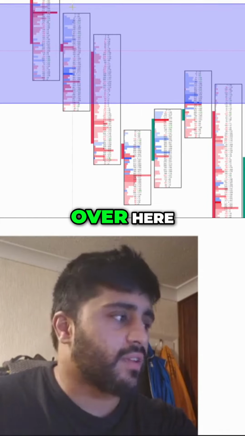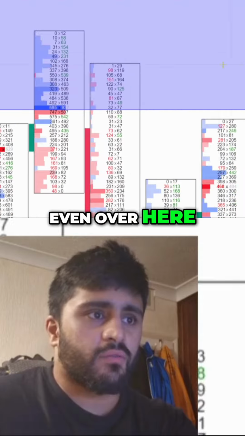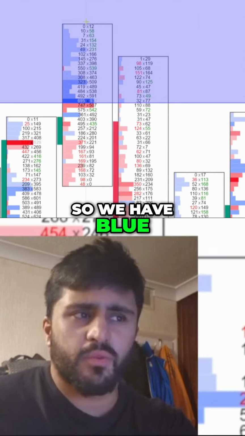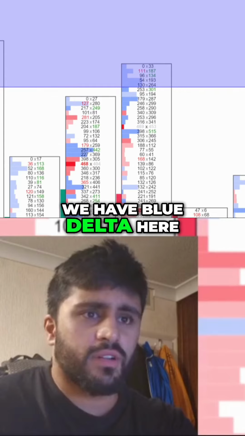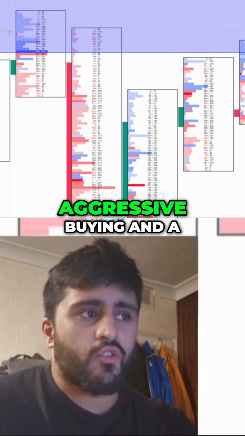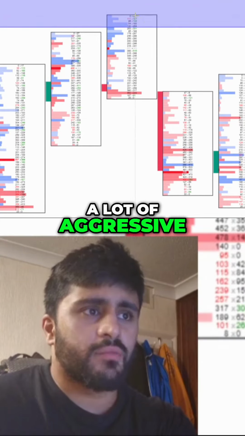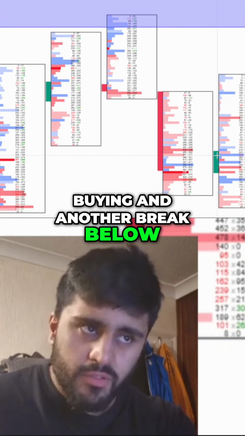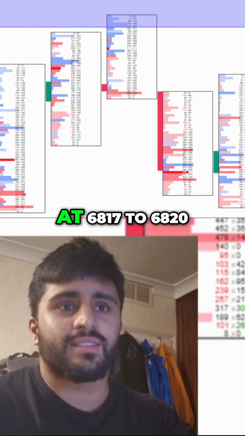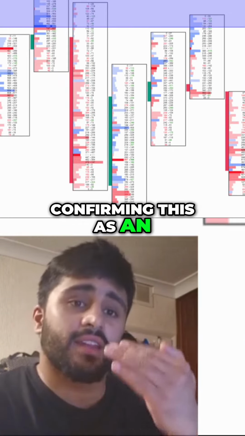Right, so what we had over here, think about this, right? Buyers, and we break below. Even over here, right? We see this via the blue positive delta, right? So we have blue delta here, we have blue delta here, and we continue to break below the zone, right? So a lot of aggressive buying and a break below, a lot of aggressive buying and another break below. So it shows you the switch, right? The buyers were unsuccessful at 68.17 to 68.20, confirming this as an area of supply.